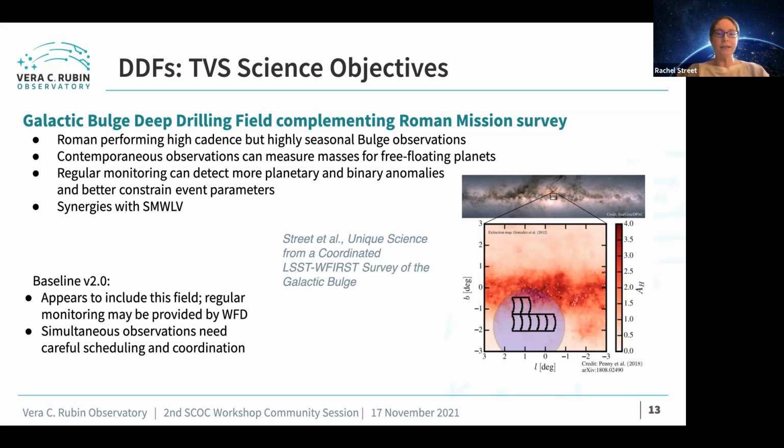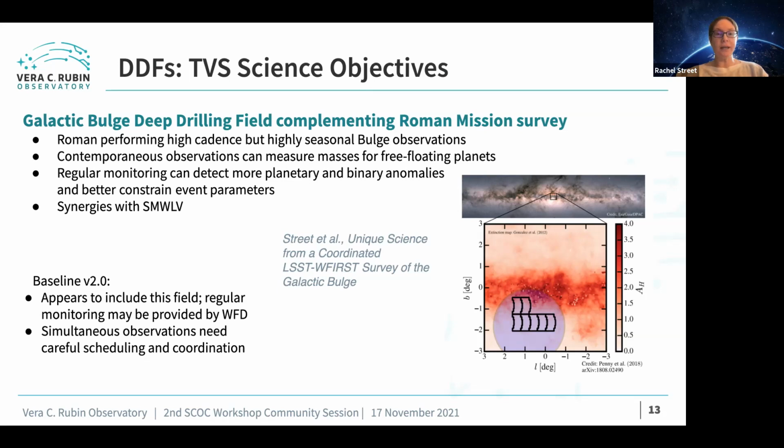So Rubin can significantly increase the science returned from this survey just by filling in those gaps with regular monitoring of that region, which is smaller than a single Rubin pointing. But in addition to that, if Rubin is able to observe that field on the same nights as Roman is observing it, then the combined data can also be used to measure the masses of free-floating planets discovered by microlensing within that field, which would be difficult or impossible to constrain any other way.